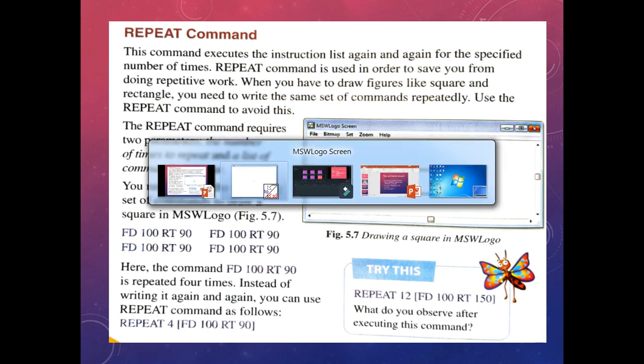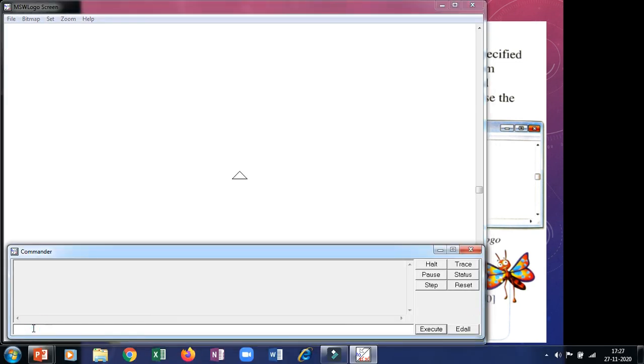Let us start. So repeat. There is no shortcut for the repeat command. Repeat 4, open bracket, FD100 RT90, close bracket. See, we got the square. So without writing the commands 4 times, we can use the repeat command. This command we have to write 4 times, so repeat it 4 times with FD100. Now let us clear the screen.